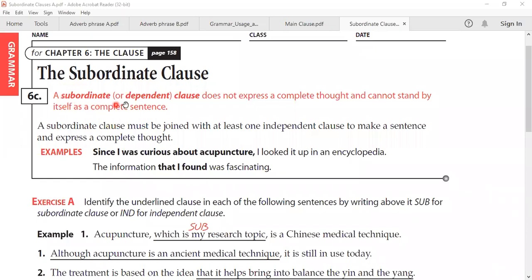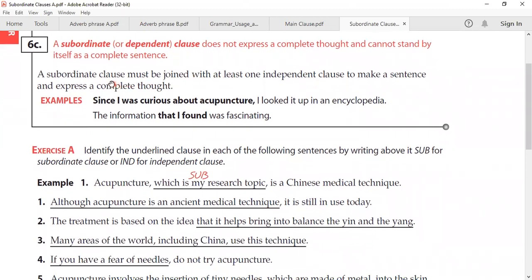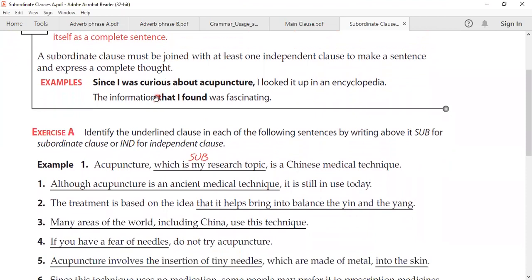So a subordinate clause, which has another name, dependent clause, does not express a complete thought and cannot stand by itself as a complete sentence. A subordinate clause must be joined with at least one independent clause or one main clause to make a sentence and express a complete thought.